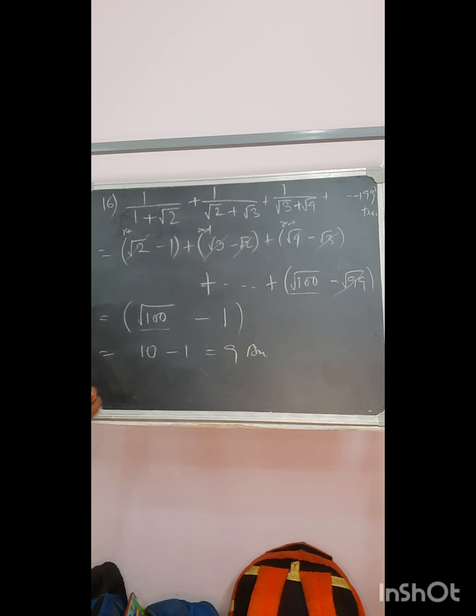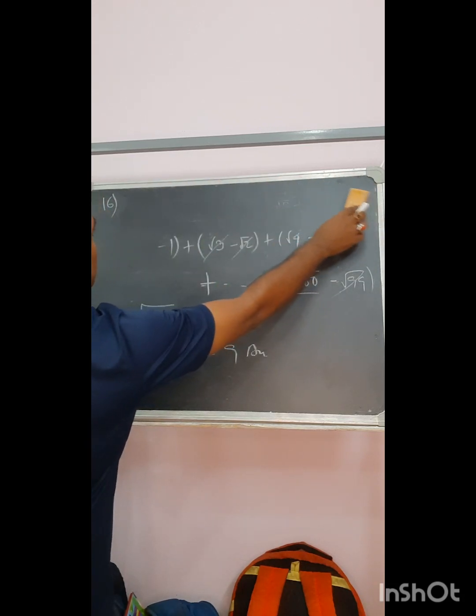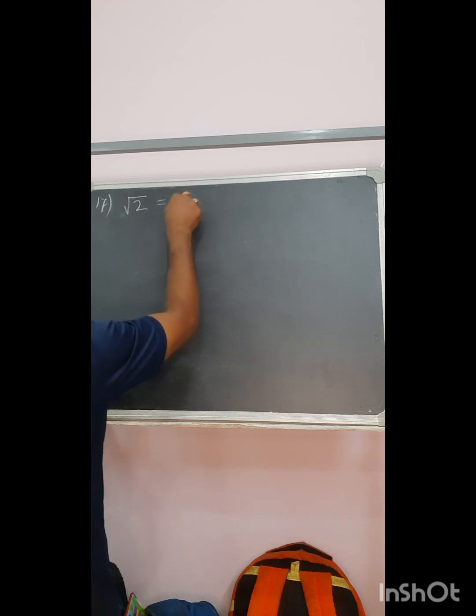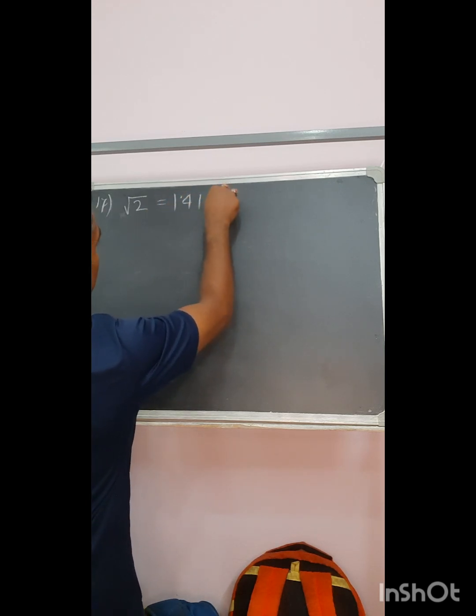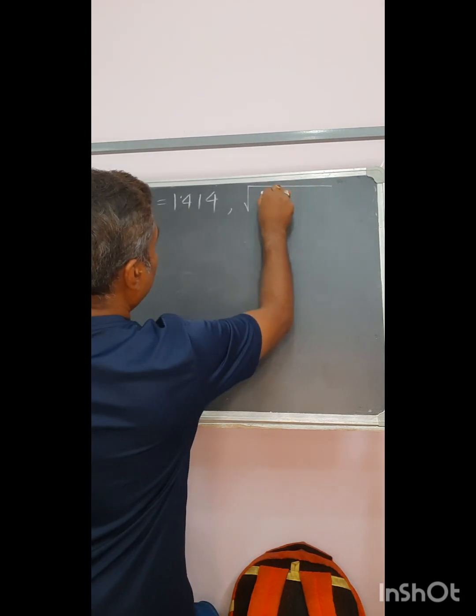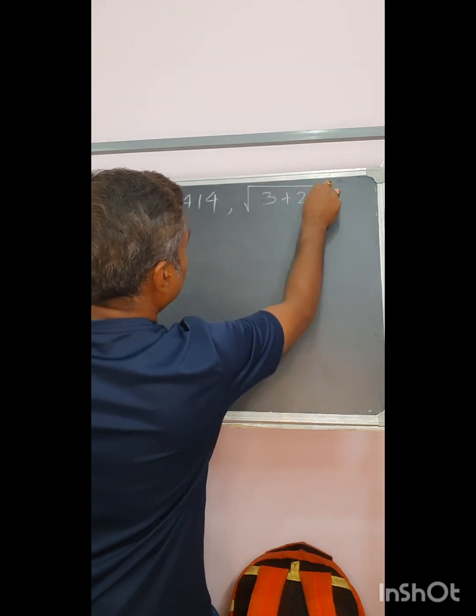It's a very easy one, just to eliminate the terms in between with the reciprocal of the surds. This is the trick in that. And the next problem, which I'll bring, is the 17th one. It says if root 2 is 1.414, this is the standard value of that, then you have to find under root of 3 plus 2 root 2.